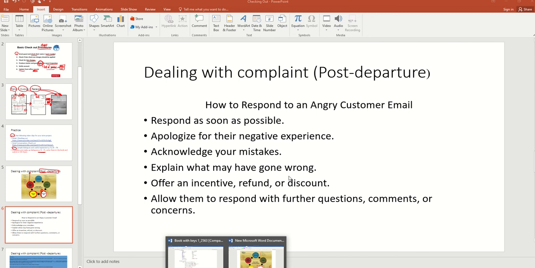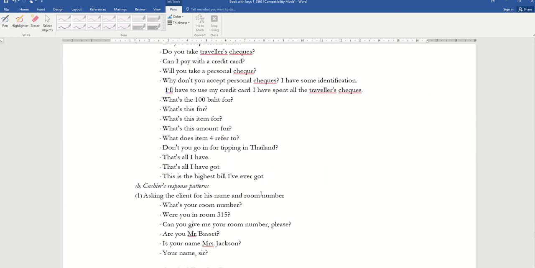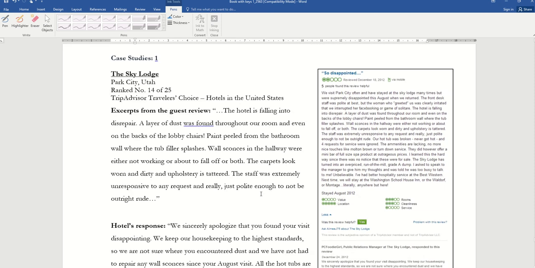The book on page 79. This is the review. Everyone knows it. And you usually do the review, right? After you stay, after you go to the restaurant, after you go to the government office, you give feedback. This is online feedback. There are case studies. Case studies 1 and 2.